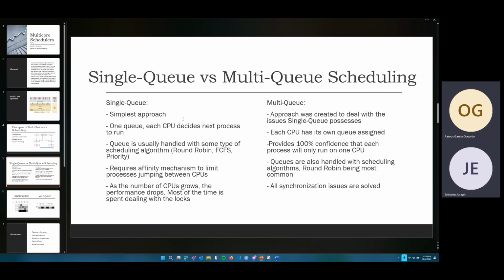Multi-queue scheduling was created to deal with all the problems that single queue had. Each CPU has its own queue assigned to it to give confidence that each process will only run on one CPU. These queues are handled with a scheduling algorithm as well, usually round robin. All synchronization issues are solved by multi-queue.